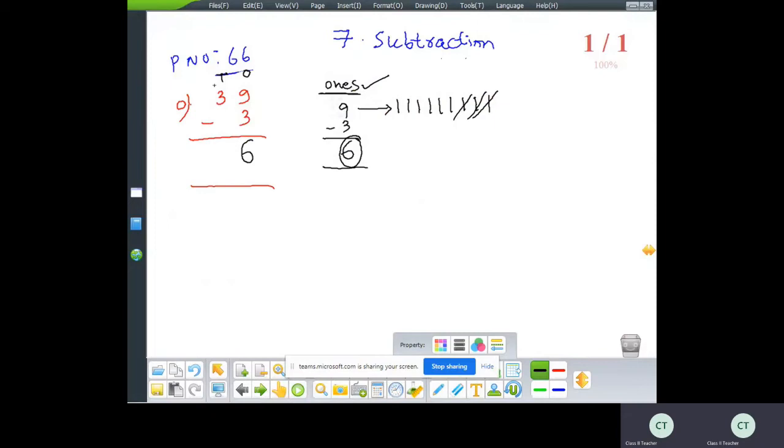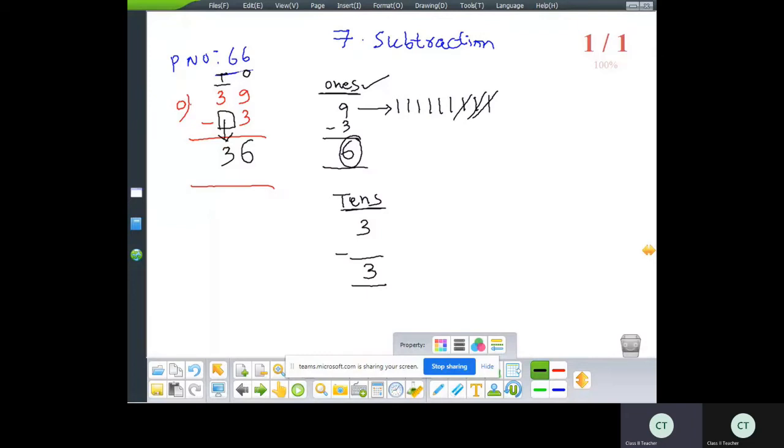Now subtracting on 10. Actually, there is no number here. Empty. No number. We get the same number again. Directly write 3. No problem here. 39 minus 3 is equal to 36. This is the answer for O.